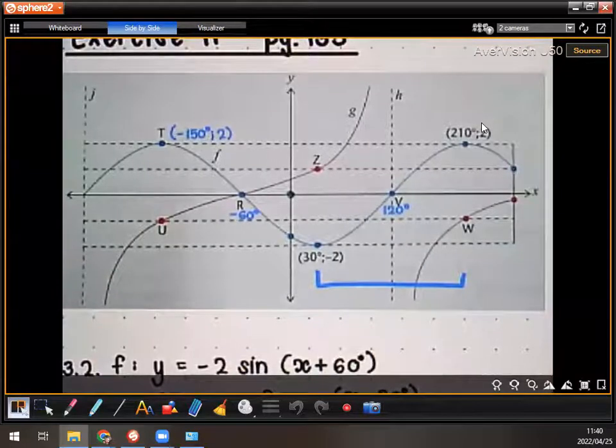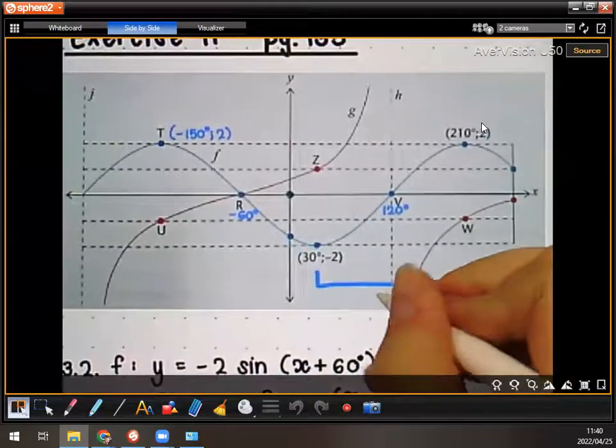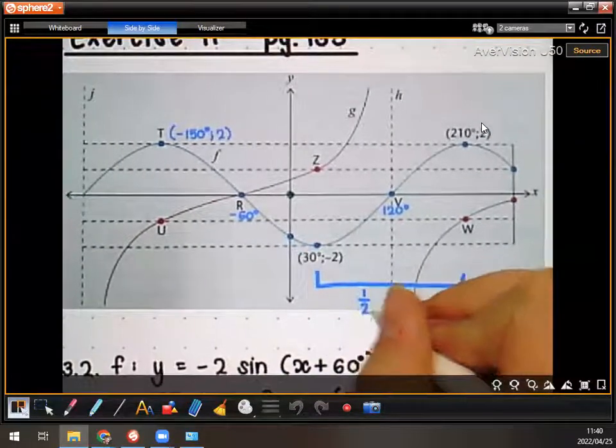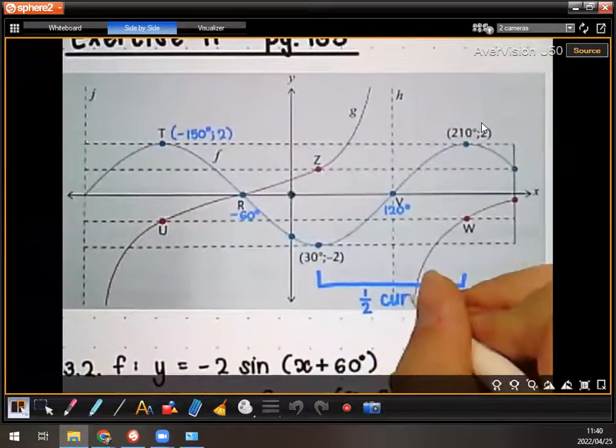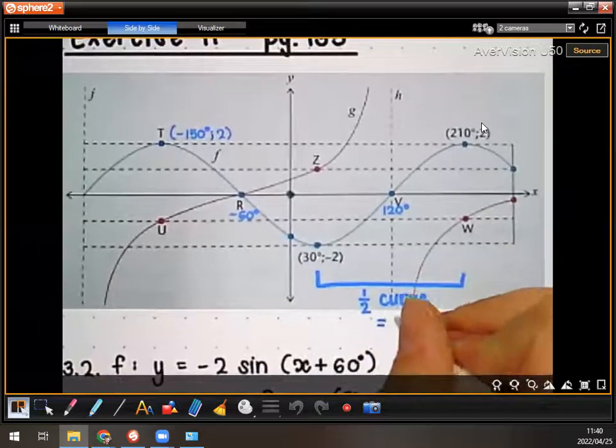We agree that that is half of the graph, half of the curve. From the lowest point, middle point, that's one half of the curve. And then how many degrees is that? From 30 to 210. How many degrees is that? 180. Okay. So here we have that half a curve is 180 degrees.